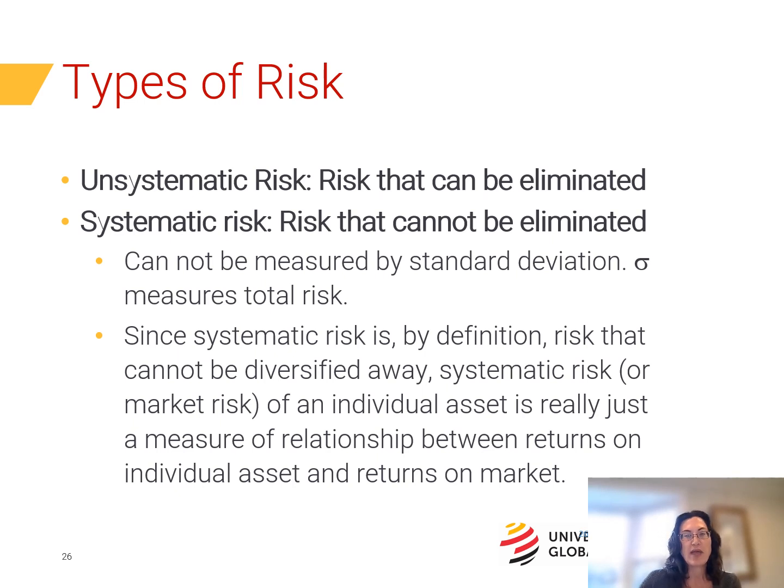These events are random, and their impact on a portfolio can be eliminated by diversification. Bad events in one company are offset by good events in another company. Systematic or market risk stems from factors that impact all firms, things like war, inflation, recessions, or high interest rates.